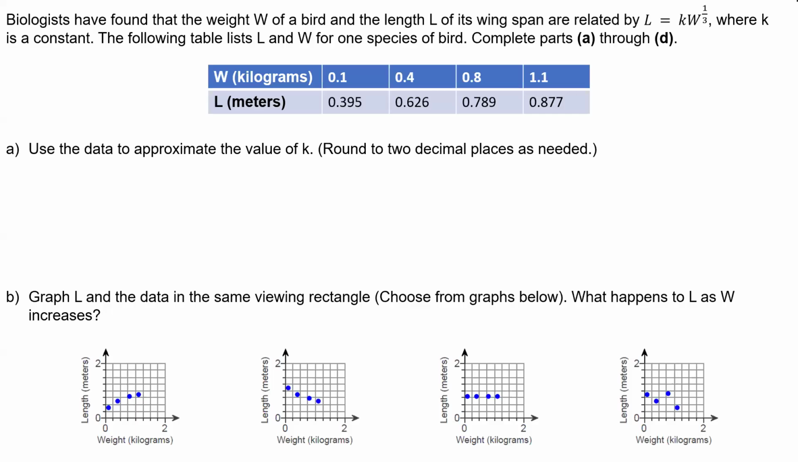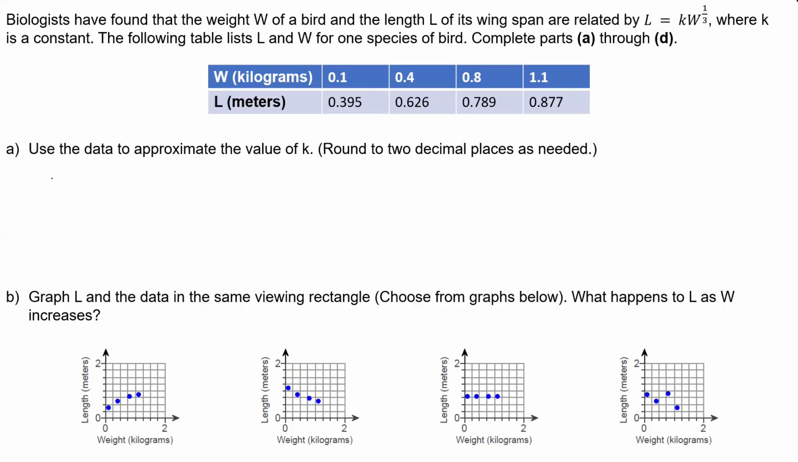All right, so here biologists have found that the weight W of a bird and the length L of its wingspan are related by L is equal to K times W to the one-third, where K is a constant. The following table lists L and W for a species of birds, and we're supposed to complete parts A through D. So this is our table, and we're supposed to find an approximate value of K.